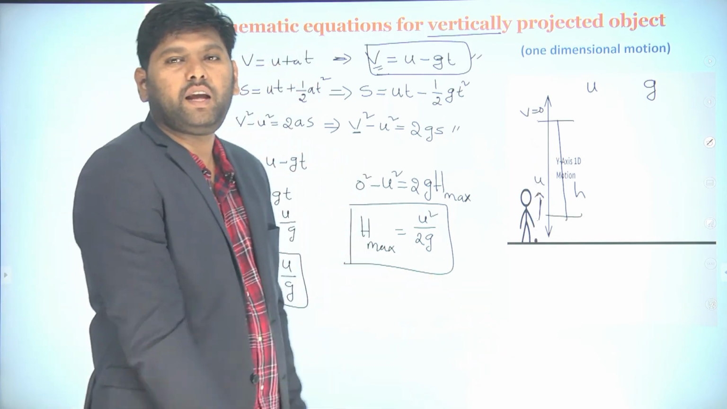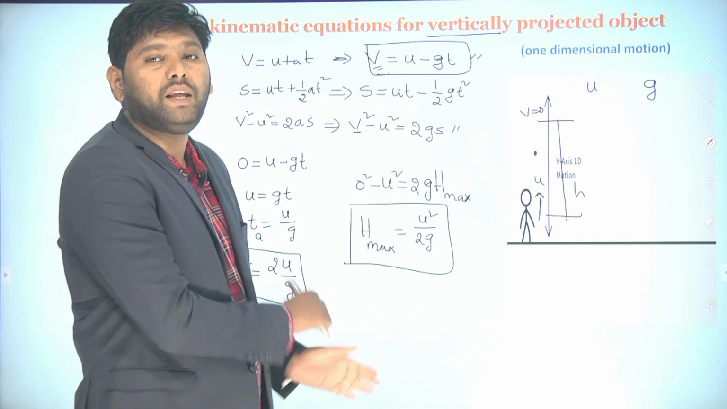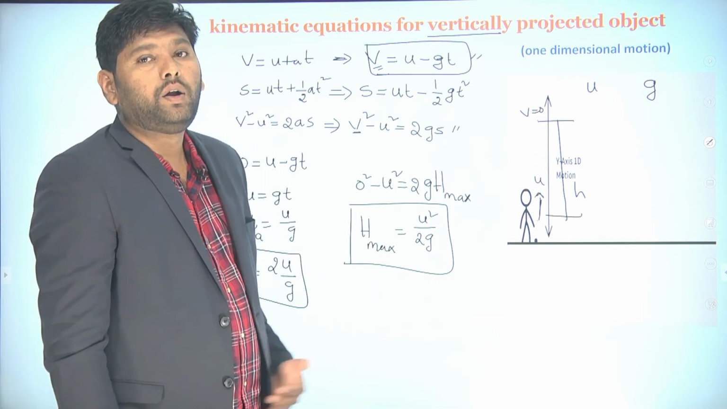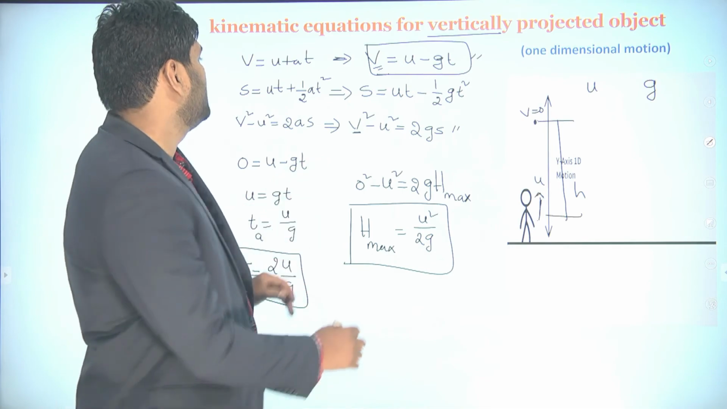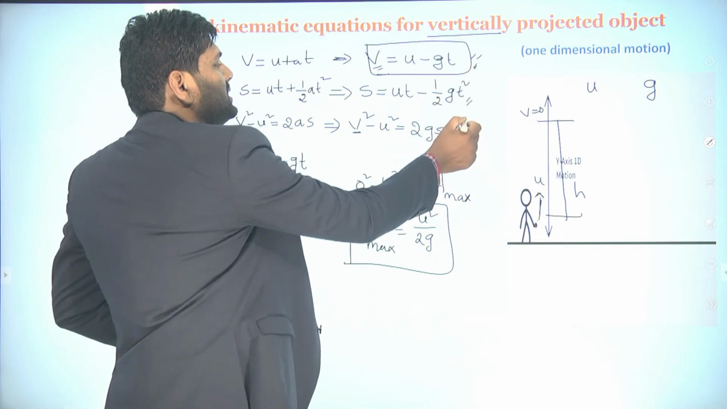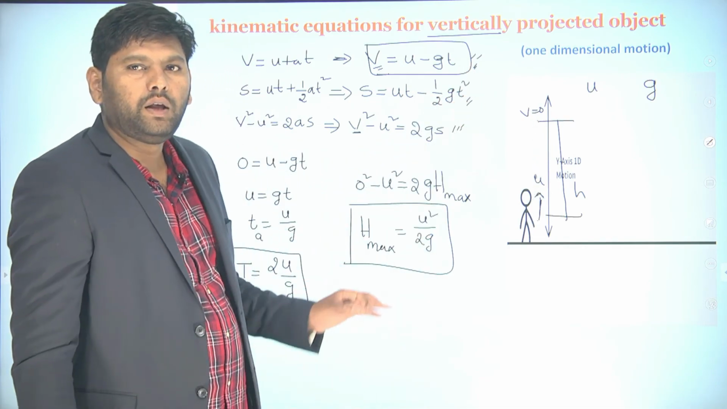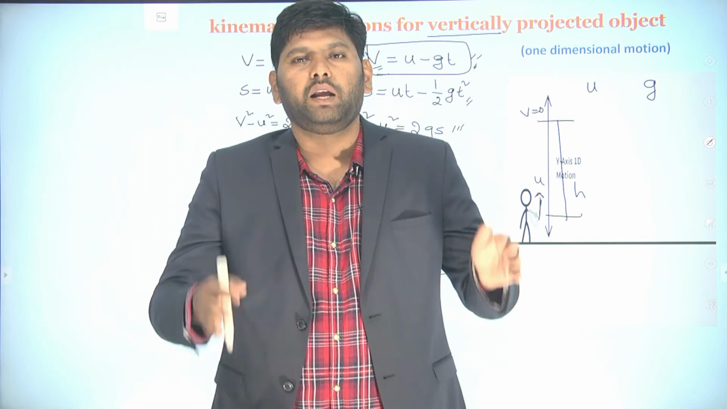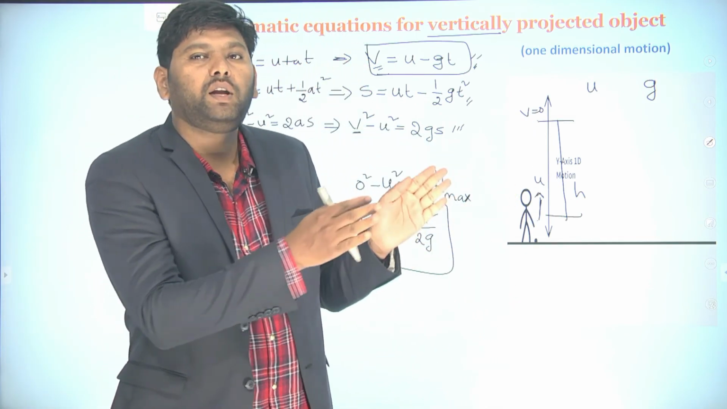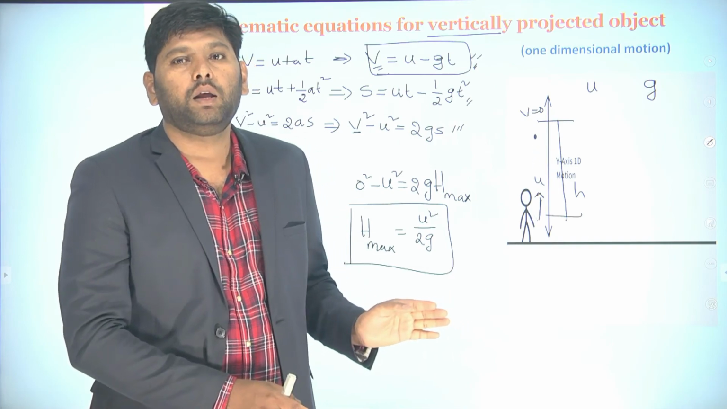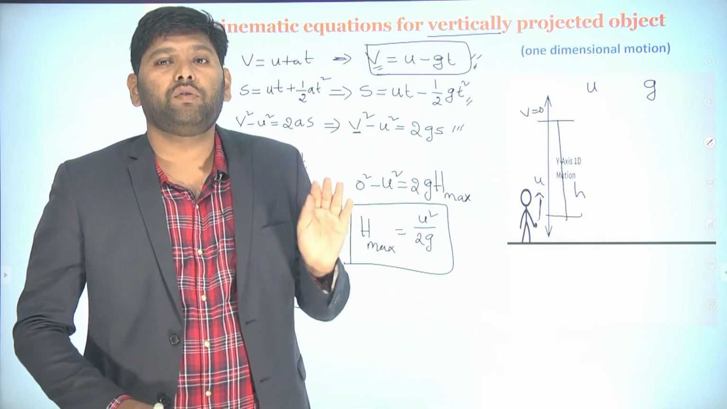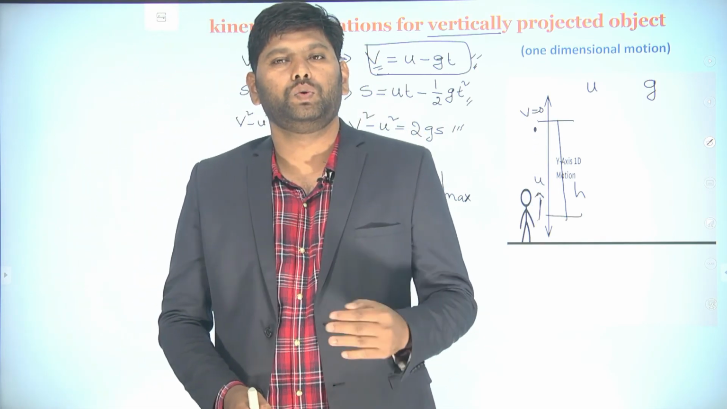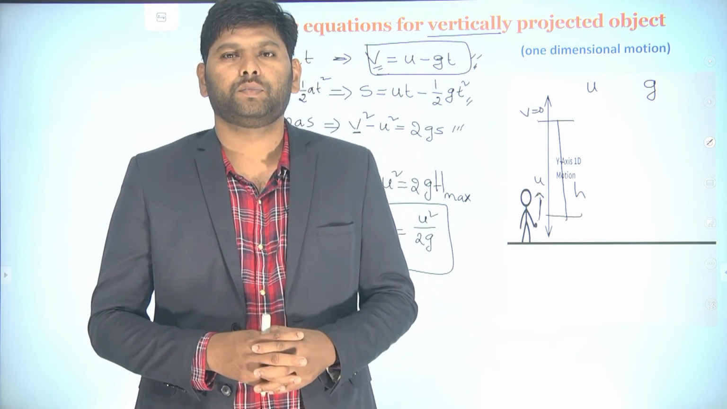So this is the way we can derive the equations for knowing things by using these kinematic equations for a vertically projected body. For any situation or any kind of problem, if it is a vertically projected body, these three equations are very useful to find the answer.